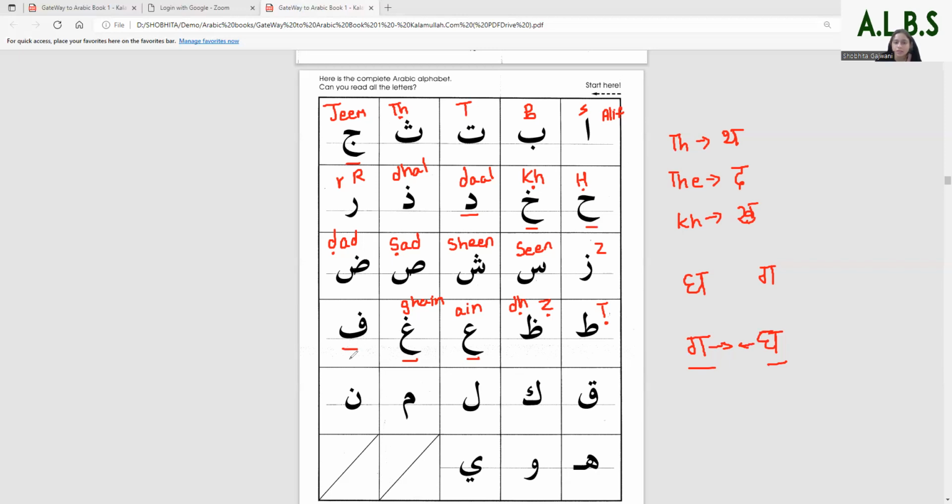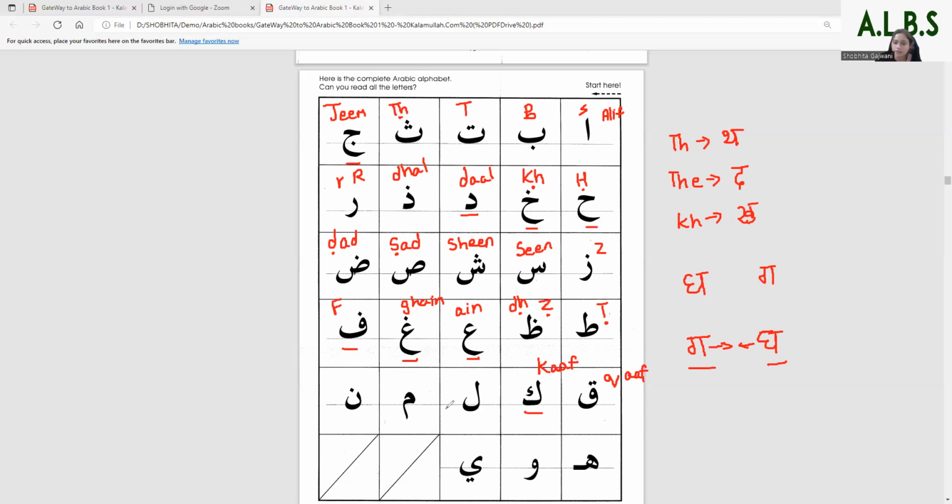Now the next letter is Fa. This letter is known as Quaf. It starts from Q. This letter is known as Kaf. It starts from K.